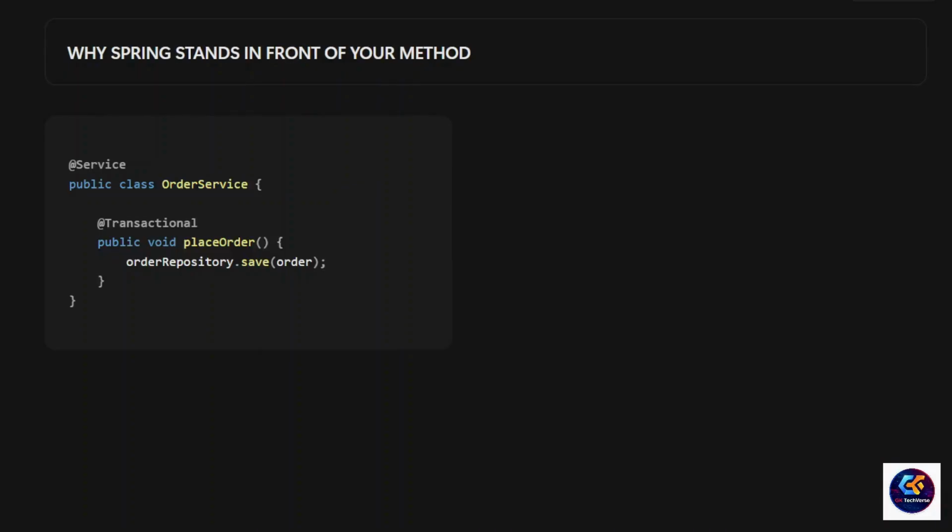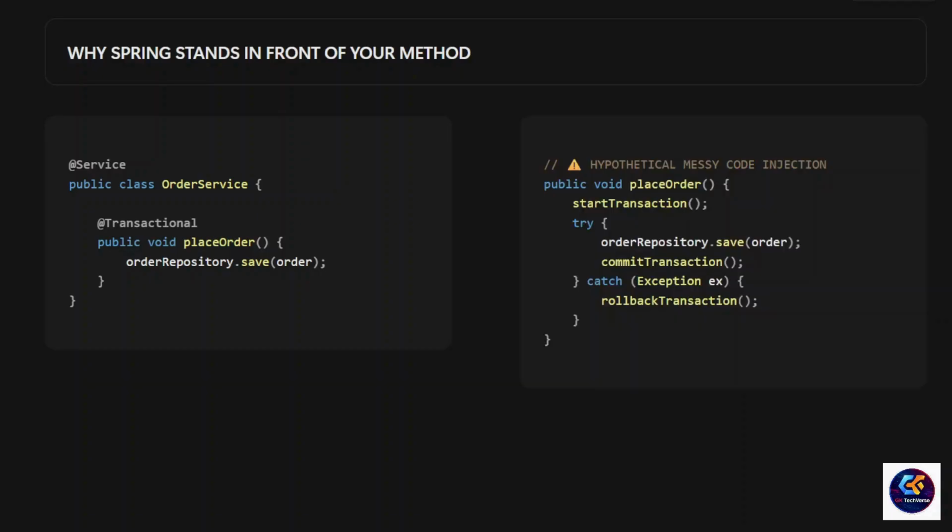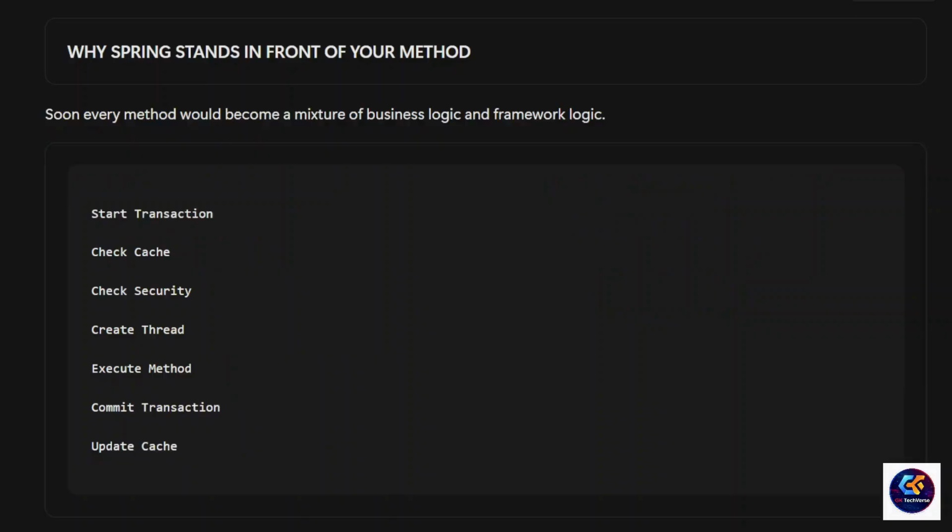Let's look at a simple order service. Imagine Spring modified our method directly. It would have to look something like this. This looks okay for one feature, but what happens when you add cache? You have to manually add cache checking code. What about async annotation? You have to add thread pool logic. What about security roles? You have to add permission checks. Very quickly, every single method in your application becomes a messy, confusing soup of business rules mixed with framework code. That would be an absolute nightmare to maintain.